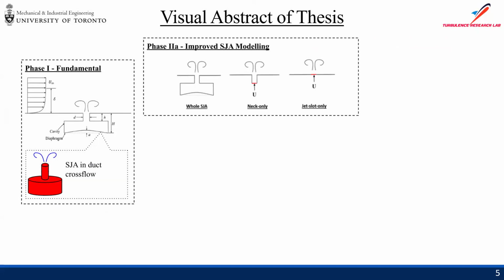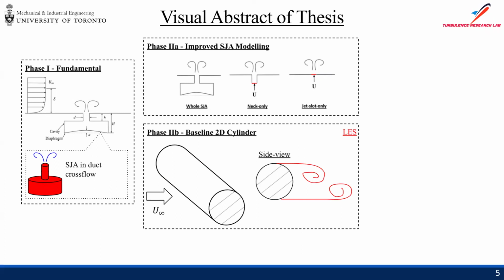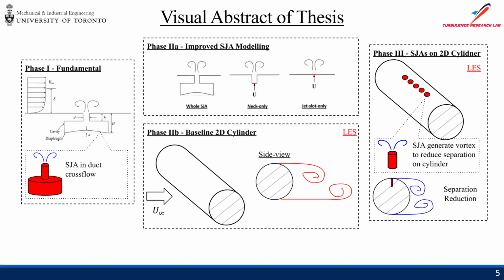Phase two is split into two sections. First, I look at some of the ways to improve SJA modeling without sacrificing accuracy, but at the same time we want to reduce the computational costs if we can. Then I have a baseline 2D cylinder flow. It's called 2D cylinder, but the simulation itself is 3D. Then phase three is where everything comes together, where I'm applying an array of 5 circular nozzle SJAs onto the 2D cylinder in hopes to reduce, or at least control, some of the separation.